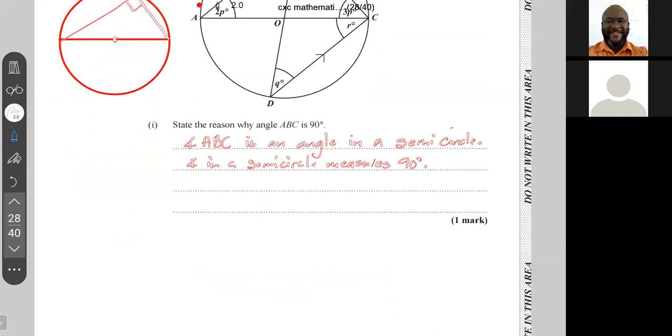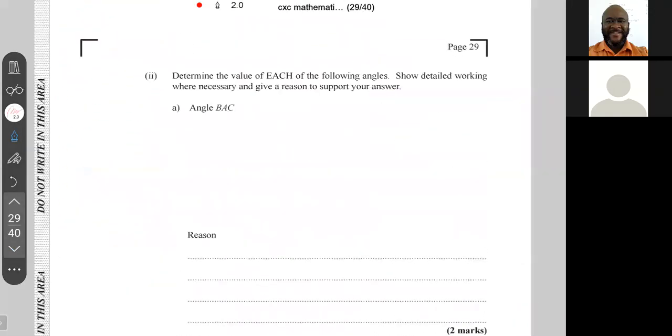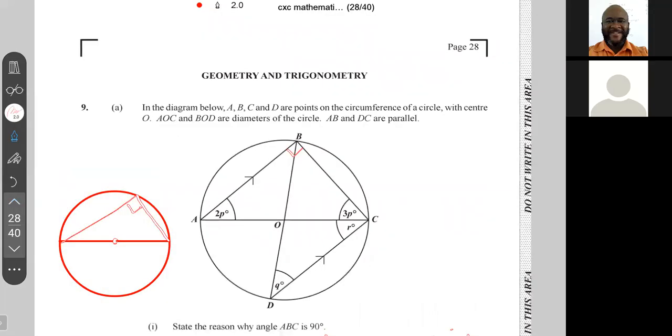Next, we are asked to determine the value of each of the following angles, show detailed working where necessary, and give a reason to support your answer. We need to find angle BAC. So let's identify it. Angle BAC, that's this angle here, the one that says 2P. That's what we want to find. So let's see how we're going to find this.